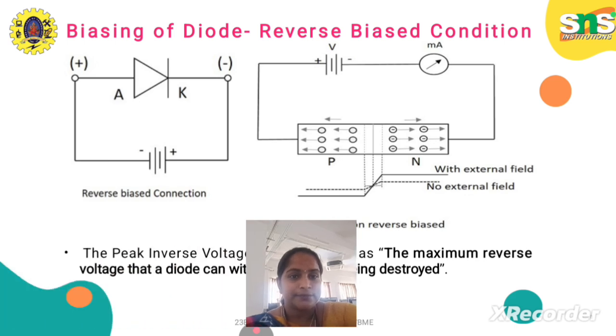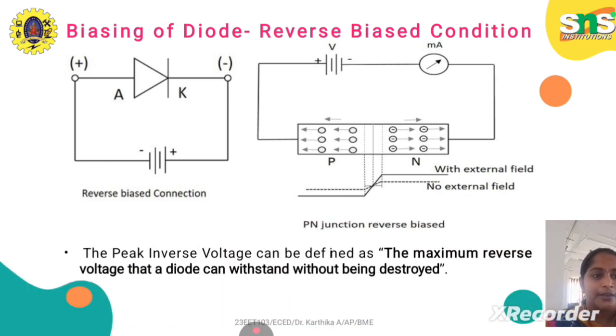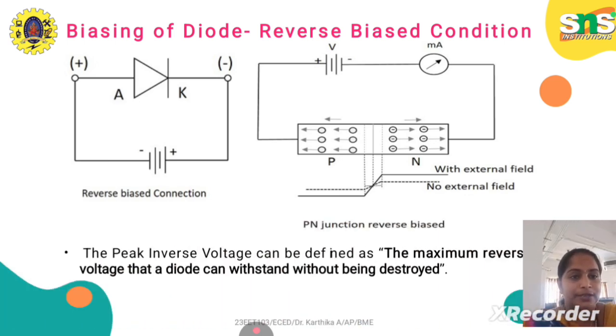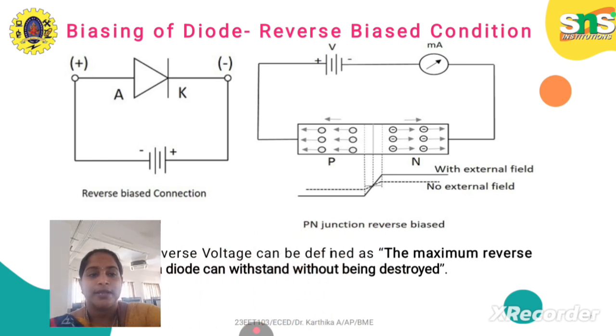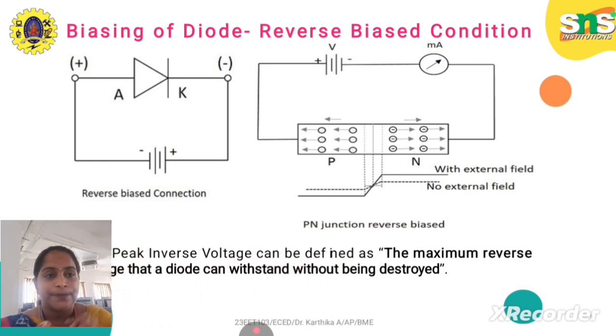See, here we consider the peak inverse voltage. It can be defined as the maximum reverse voltage that a diode can withstand without being destroyed, called the peak inverse voltage. We have applications in forward biasing and also reverse biasing. Based on the application, we can choose either forward or reverse biasing.